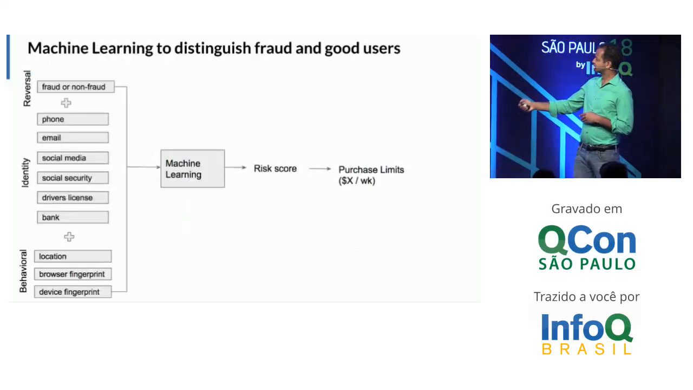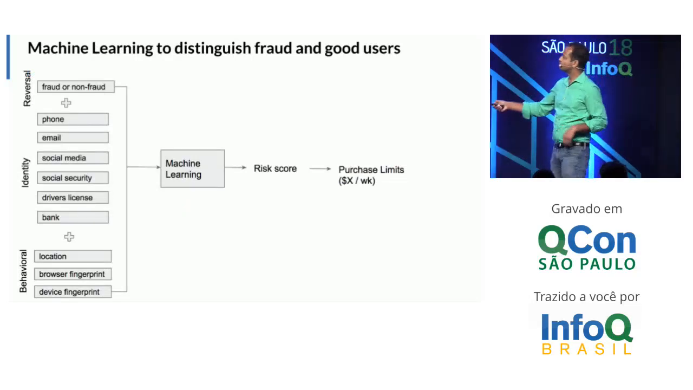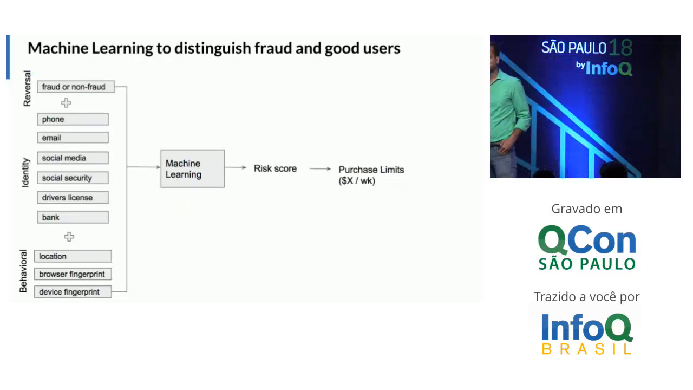So here, this is a chart showing the distribution of risk score for good users and bad. The good users are in green, and the bad users, or the fraudulent users, are in red.